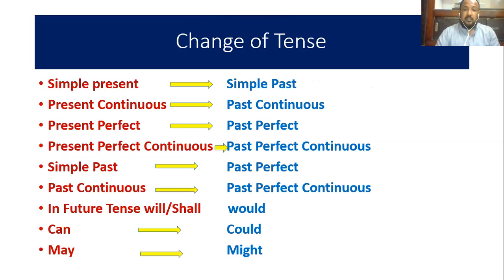What is that category? Simple present changes into the simple past, present continuous into past continuous, present perfect into past perfect, present perfect continuous into past perfect continuous, simple past into past perfect, past continuous into past perfect continuous. In future tense, will, shall will be changed into would, can, could, may, might. Simple, is it? Whenever there is a change in the tense, if the reporting verb is in past tense, then you can change the tense. If the reporting verb is in present and future, then reported verb will not be changed.